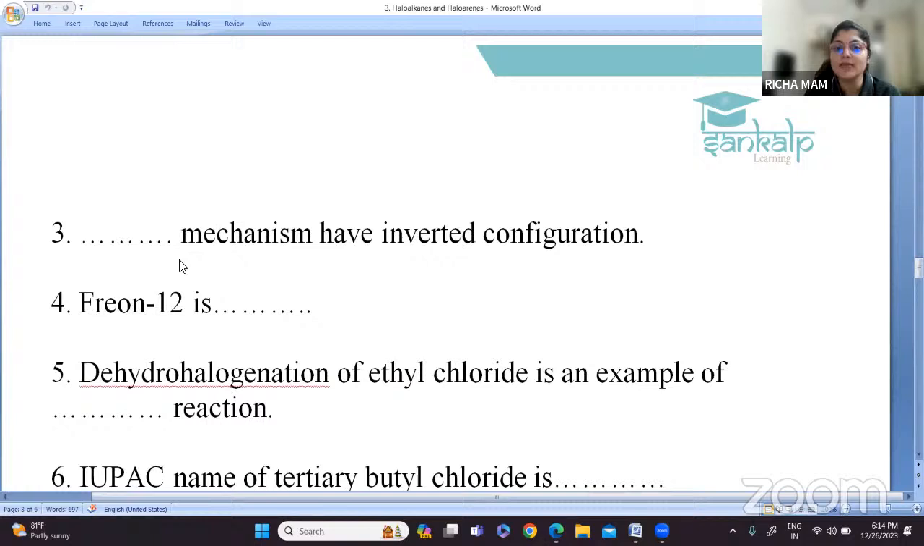Third one, dash mechanism have inverted configuration. In this chapter you have two mechanisms, one is SN1 and the other is SN2. Which particular mechanism has inverted configuration? We have studied what is racemic mixture, what is retention, what is inversion. Yes, Vedvati, Nikita, Chetan have answered it right. It is SN2. Substitution, nucleophilic, bimolecular. So the SN2 mechanism has an inverted configuration. Good. Moving further, next question.